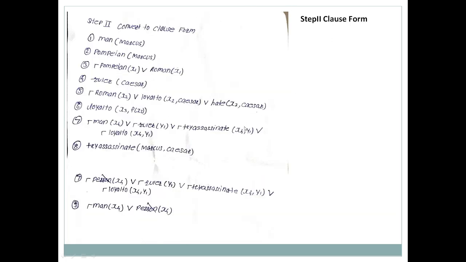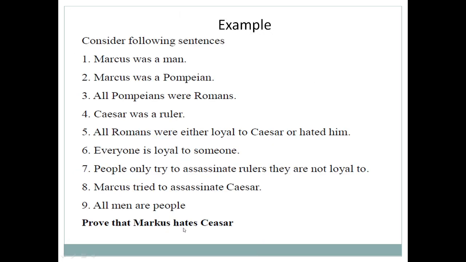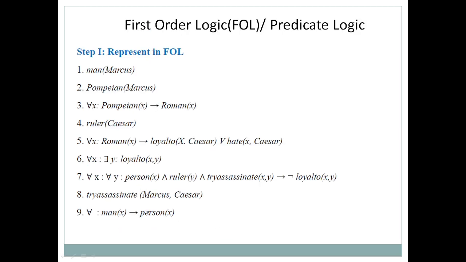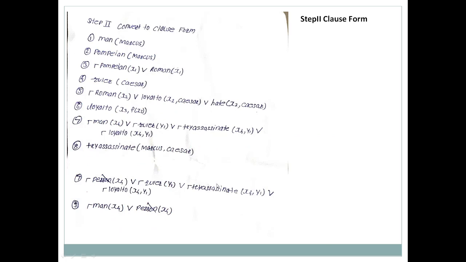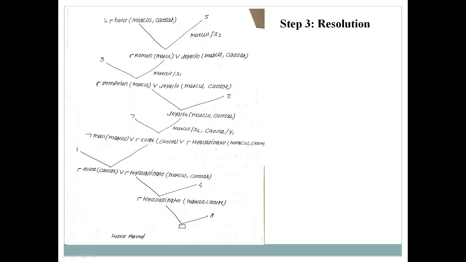So what is the statement that we want to prove? Marcus hates Caesar. How do we write this in predicate logic? Hate(Marcus, Caesar), and we have to take the negation of this. Because we have to prove the statement Marcus hates Caesar, but as per the resolution algorithm, whatever statement you have to prove, first of all you need to take its negation. So I have taken the negation of hate(Marcus, Caesar).